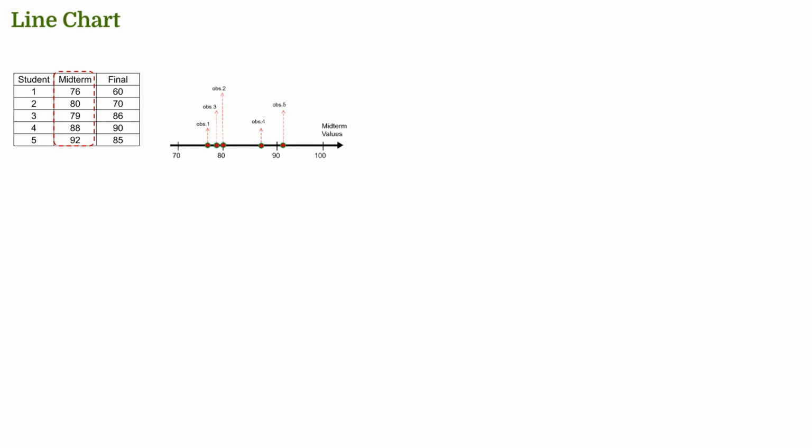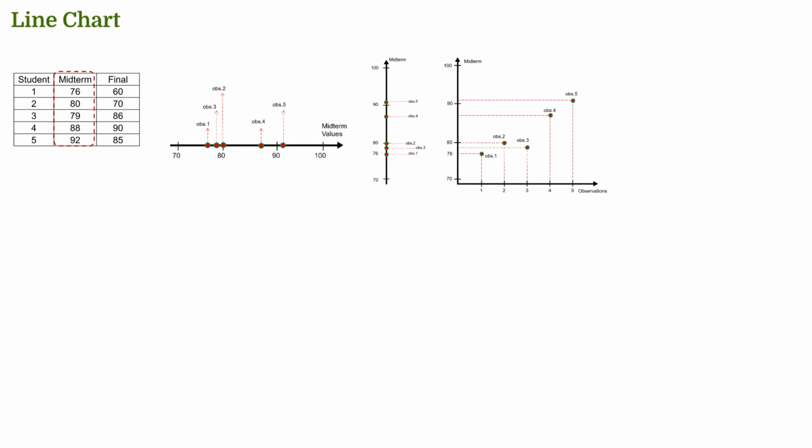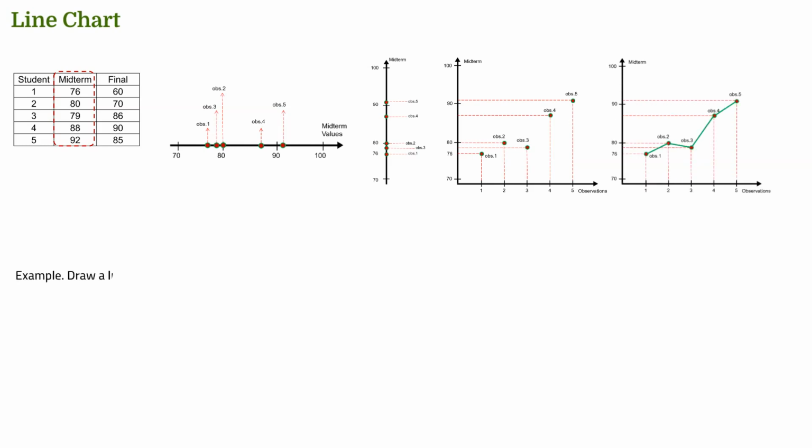Next topic, line chart. Here we have the data of 5 students. Their midterm and final are recorded. For the variable midterm, it was seen previously that you can show it on a horizontal line. You can also show it vertically with the same principle. In general, if on the horizontal line we put observations, and for every observation we go vertically up according to its value, we end up with a bunch of dots. Every dot represents the value of the variable for that particular observation. If you connect them, you get a line chart.